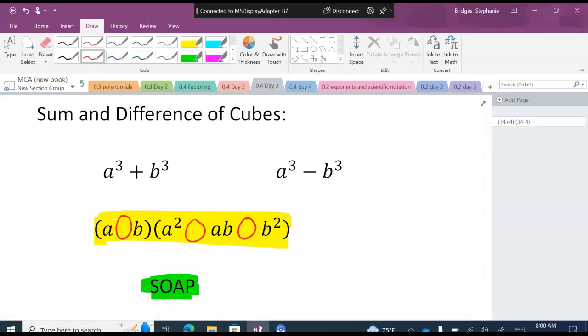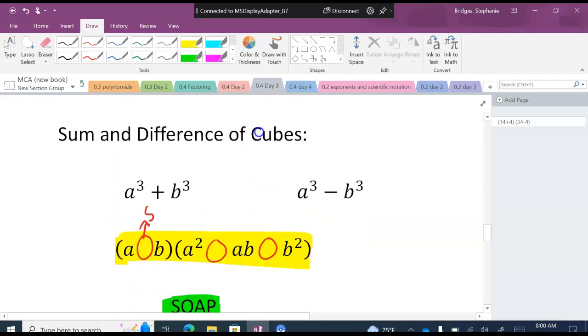SOAP means your first sign, the one that goes in between A and B in that first parenthesis, is going to be the same as whatever it is in your problem. If it's a plus, the first sign is a plus. If it's a minus, the first sign is a minus. Okay, so this is our S. That means it's the same as the problem. Then the second sign is going to be the opposite of the sign in your problem.